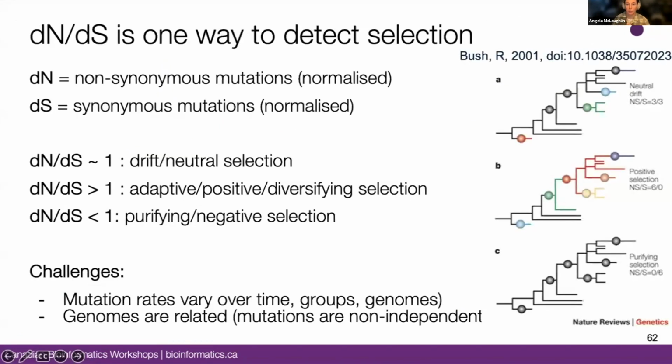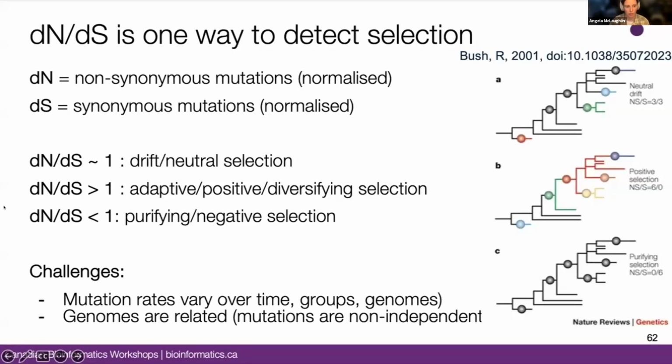And one way that you can detect selection in a phylogenetic framework is using the dN/dS ratio. dN is your non-synonymous mutations normalized, and dS are your synonymous mutations. If this is not a clear concept, a synonymous mutation would be a nucleotide substitution that results in the same codon, so it doesn't actually impact the phenotype, versus a non-synonymous mutation, which is actually going to change your codon and your amino acid.